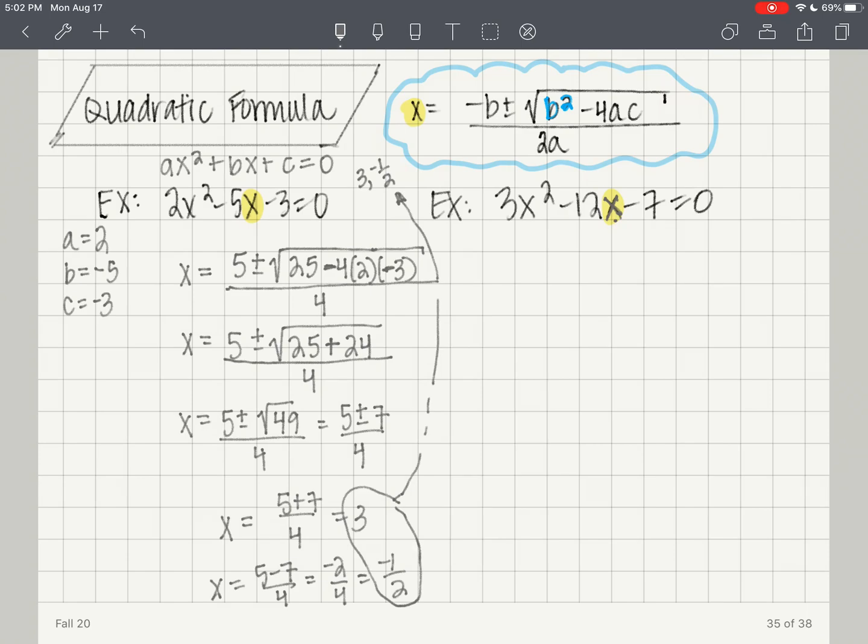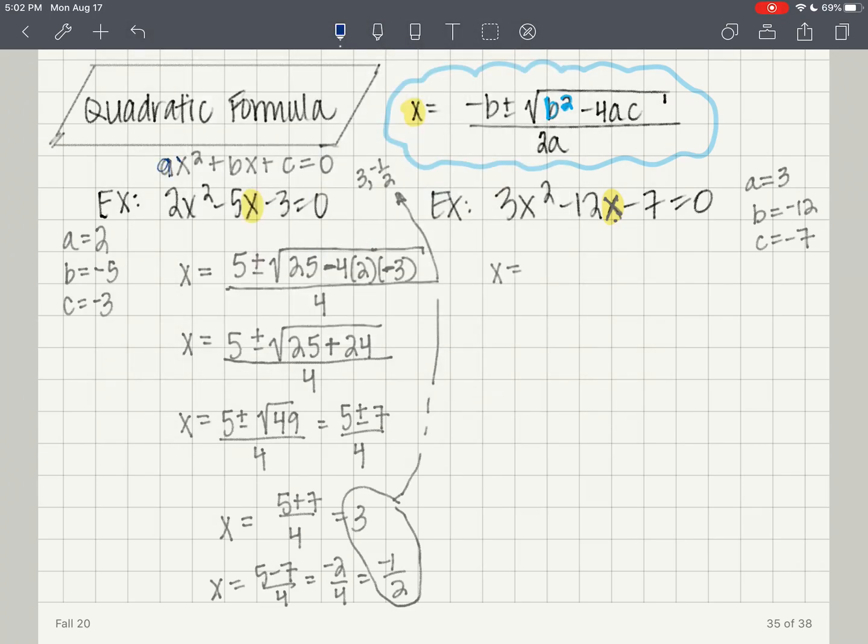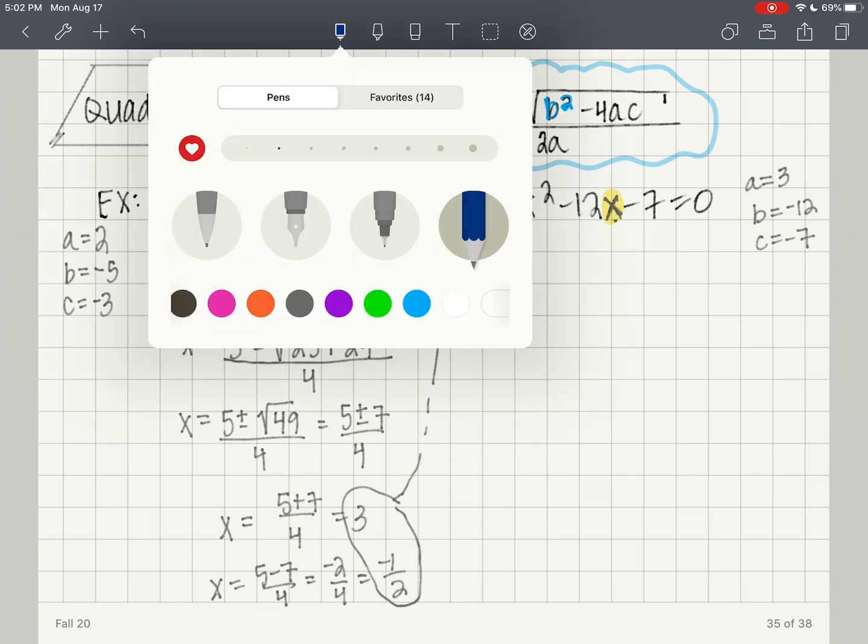Now this next example, not able to factor this next one. So this next one, we're going to solve using, again, the quadratic formula. So x equals, we'll write a equals 3, b equals negative 12, and c equals negative 7. Now, if you weren't sure where that was coming from, hopefully you saw that written down right here. We write it in blue. It comes from ax squared plus bx plus c equals 0. That's where the a, b, and c are coming from.